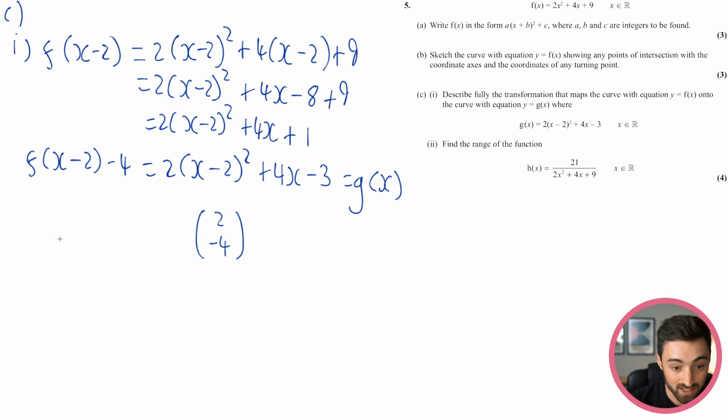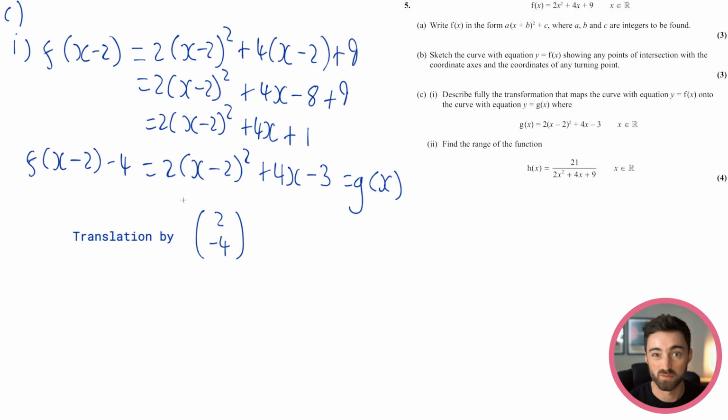So my answer would literally just be here. Now make sure you get the words. You always need the words here. So this would be a translation. And then you could say translation by or of, something like that. Translation by, and then you give the vector. So you've given the keyword of the transformation, and you've then described it.